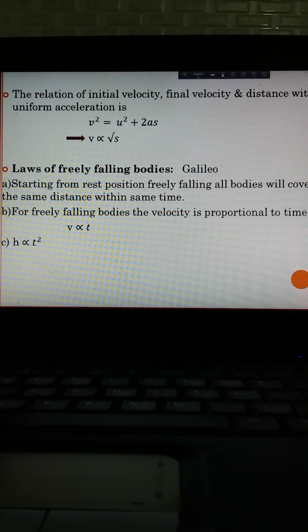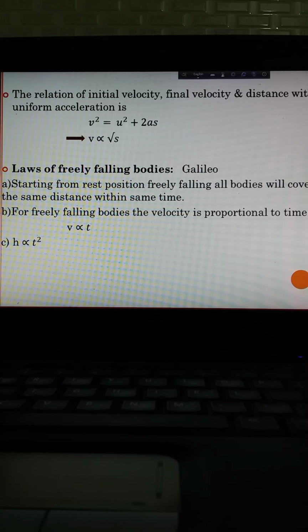If the body starts from initial rest position, then we can write u equals 0, and then v square equals 2as. As a is uniform acceleration or constant, then we can write v is proportional to root s. That means if a body moves with uniform acceleration and it just starts from rest position, then the relation between final velocity and distance will be square root.